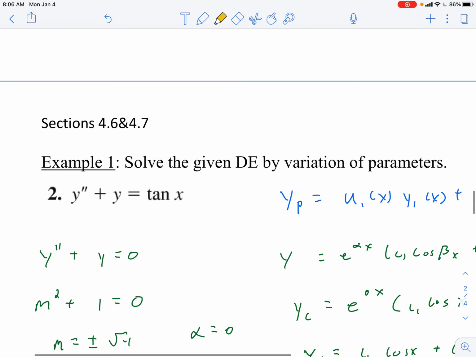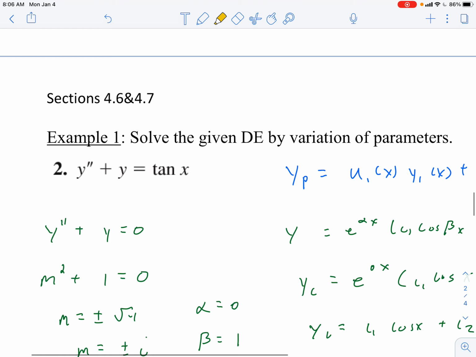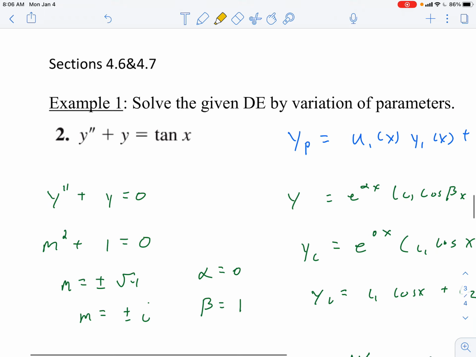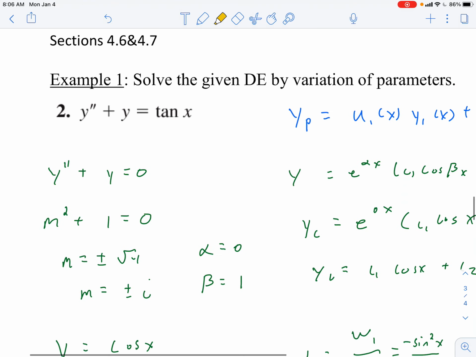The first thing we're going to do is set y double prime plus y equal to 0 to find the homogeneous solution. We change y double prime plus y to m squared plus 1 equals 0, and solve for m. We get m is equal to plus or minus i. So that means alpha is equal to 0 and beta is equal to 1.